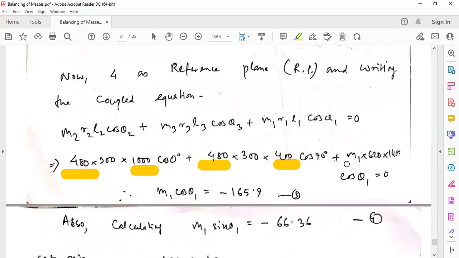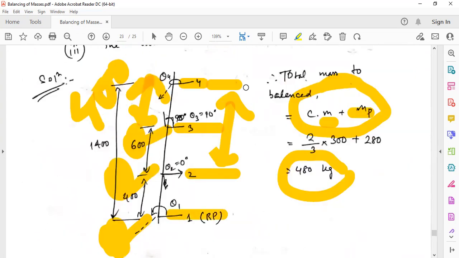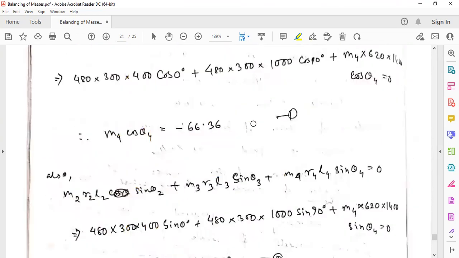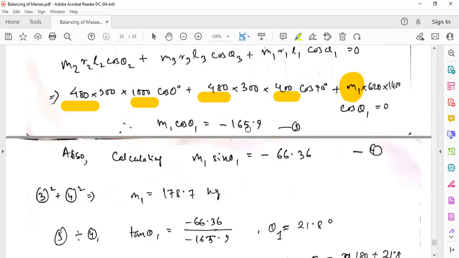M1 is actually unknown, so we'll write it as it is. And 620 is given in the question. And L1 now will be the gap between 1 and 4. That is 1400. So we have done this, 1400 cos theta 1. So by solving with the previous equation, we have got the same 178.7.